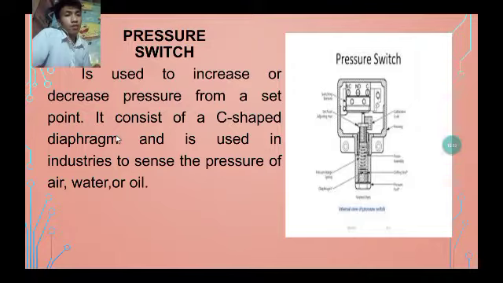So, next, pressure switch. It is used to increase or decrease pressure from a set point. It consists of a C-shaped diaphragm, and it's used in industry to sense the pressure of air, water, or oil. As you can see in the picture, masyado siyang blurred, so importante na nabigyan natin dun yung definition niya.